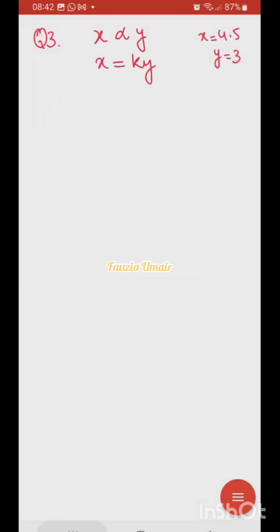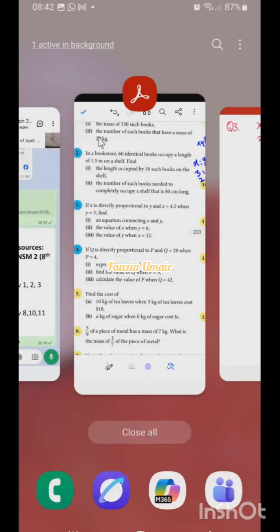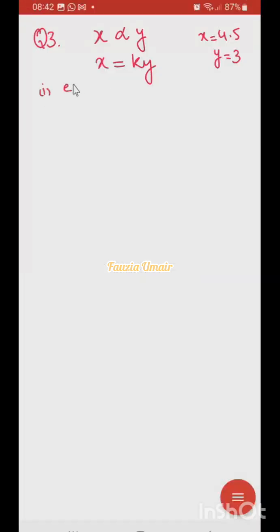So now what else we need to do? We need to find out an equation connecting x and y. Okay, we need to do 3 parts. First part is find the equation connecting x and y, and you remember it comes in the paper in the same way, equation connecting x and y. Right?